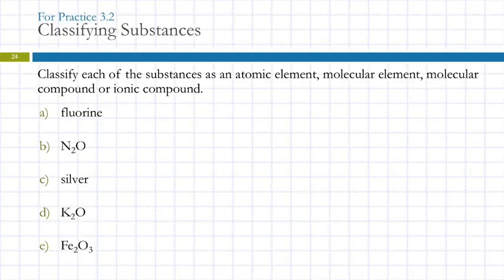Let's practice classifying substances. Are these an atomic element, a molecular element, a molecular compound, or an ionic compound? So the first one, fluorine. Is it an element or a compound, first of all? It's an element. Is it a molecular element or an atomic element? It's molecular. So ME for molecular element.